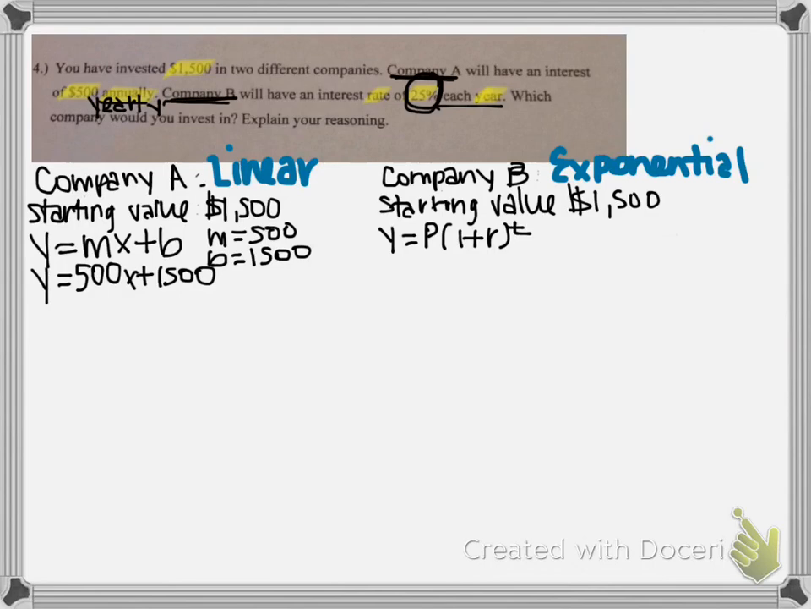Alright, so we got y equals p times 1 plus r raised to the t, right? We established that the starting value is the same. So p also stands for the starting value, initial value. So we can say that is the 1500. The r we got is that 25%. Remember, you have to convert that to a decimal. So 25 divided by 100 equals 0.25.